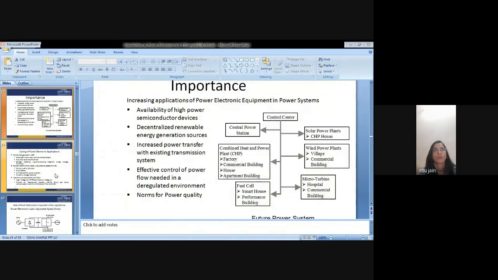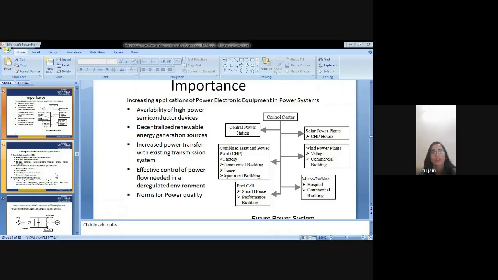Next is importance. What is the importance of power electronic equipment, or power electronic components? Increasing applications of power electronics equipment in power systems, availability of high power semiconductor devices, decentralized renewable energy generating sources, increased power transfer with existing transmission system, effective control of power flow needed in a deregulated environment, and norms for power quality.